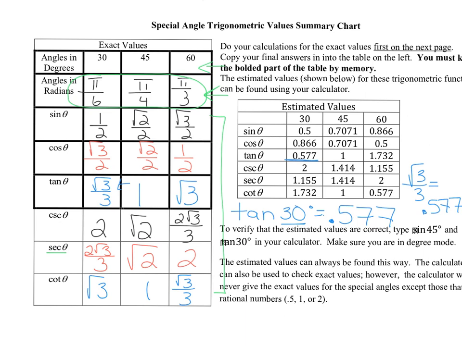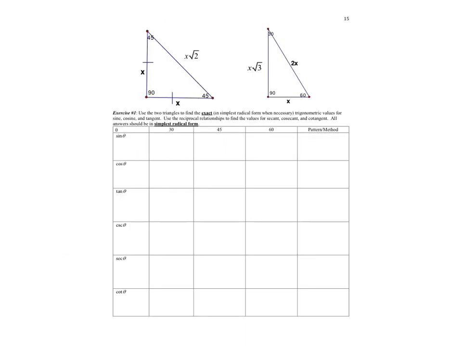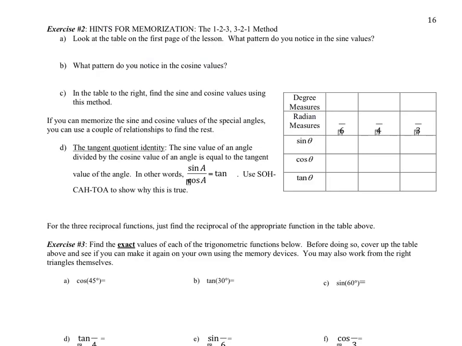So I'm going to move to the last page now since we already did the second page. So here's our hints for memorization. Some of this didn't copy great, so these radian measures are pi over 6, pi over 4, pi over 3. So we're going to look at the table on the first page of the lesson. What pattern do you notice about the sine values? We've already really talked about this. So try to fill in this chart on your own from memory, and then we'll start to go over the patterns again.